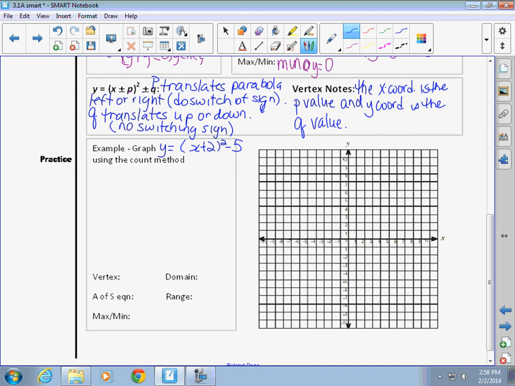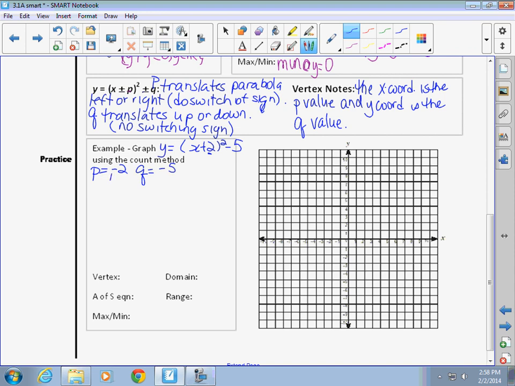So what you always want to do when you're graphing is identify what your values are. Right now we're only looking at P and Q. Later on we're going to have an A value that we look at. So based on this, my p-value, and it can't be called my p-value until I do that switch of the sign, so the p-value is what's inside, so it's a -2. My q-value then is what is being added or subtracted to the squared part, so it's a -5.